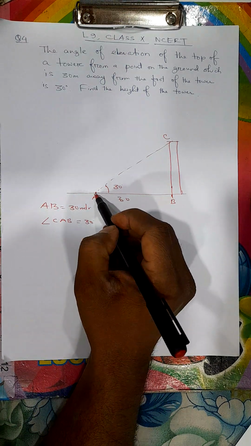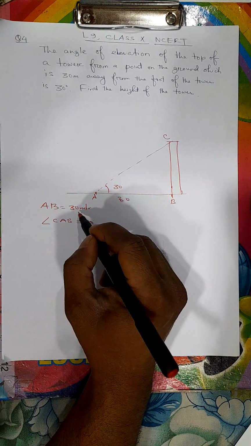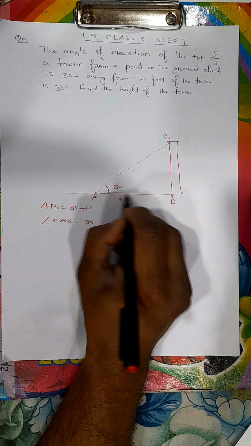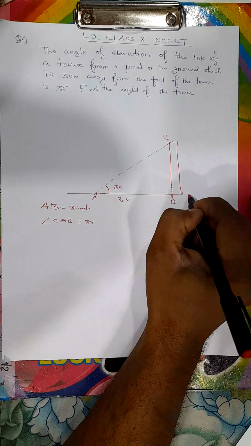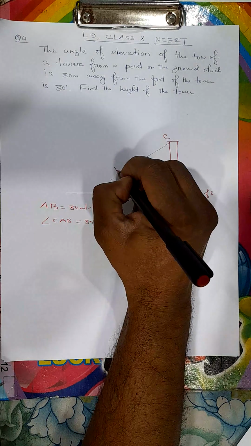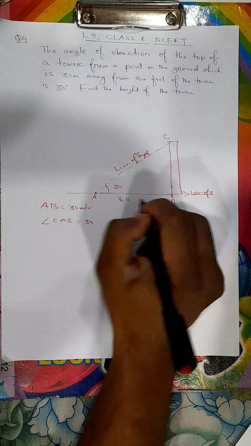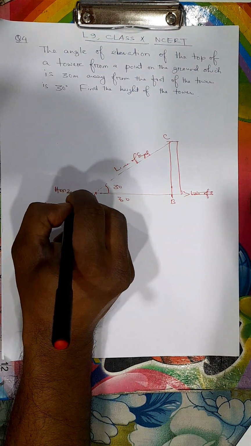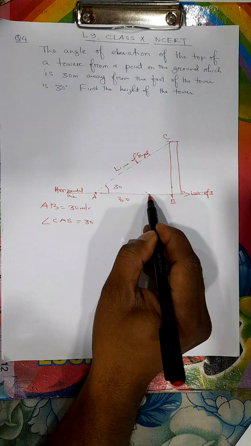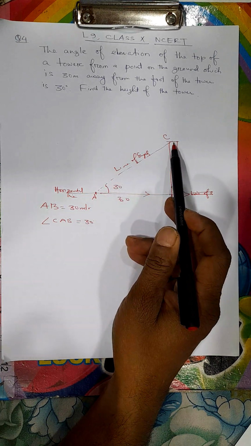Angle of elevation from this point. This point is 30 meters away from the foot of the tower. That means AB equal to 30 meters. Angle CAB is 30 degrees. Here the line of sight is this line. AB is line of sight actually. We can call this line of sight. And this is horizontal line. This is actually eye level of the eye, right? And this is line of sight, means eye contact with the top of the tower.